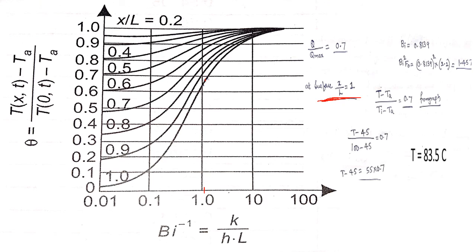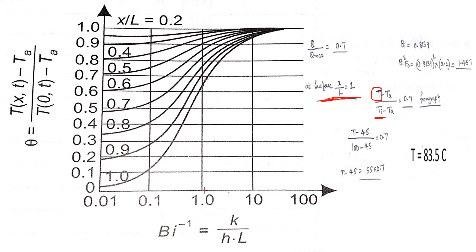So this T indicates the surface temperature, Ta is 45. This Ti is nothing but the center line temperature, 100 minus 45, because in the graph it is clearly written T of 0,t. So this temperature indicates the center line temperature. Let me repeat, this Ti is replaced by T naught, that is the center line temperature. This T indicates the surface temperature, and that is what we should calculate now.